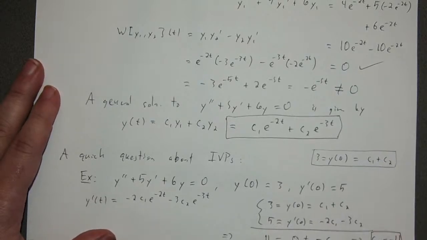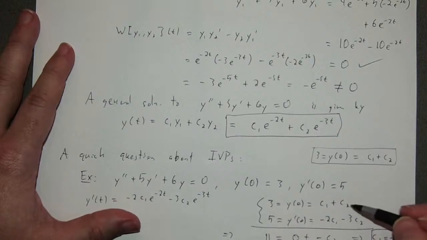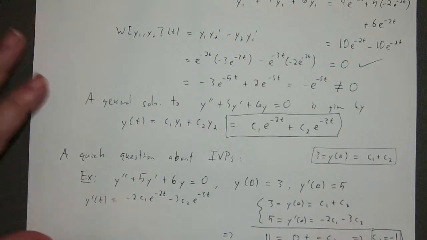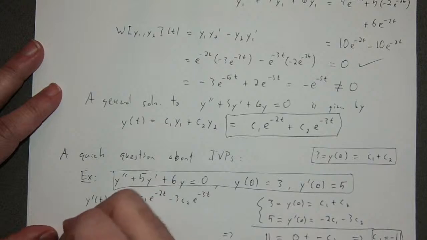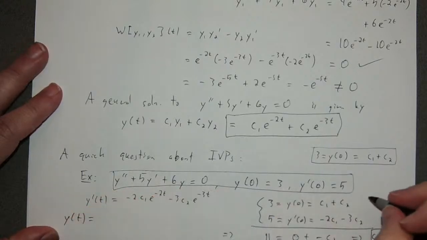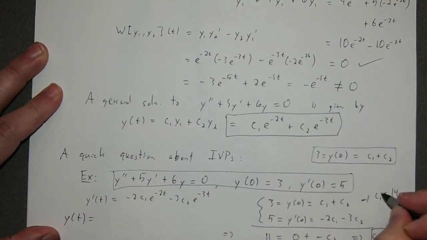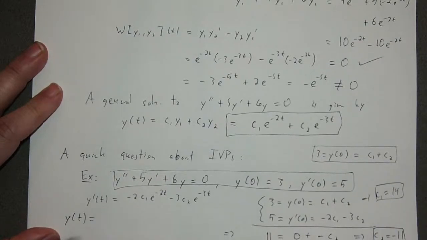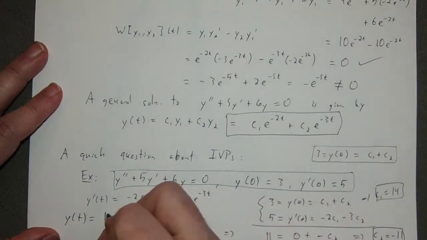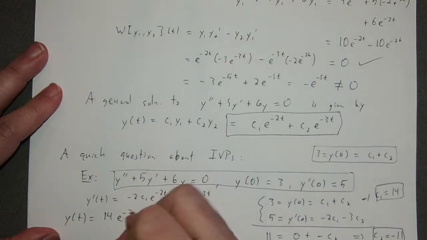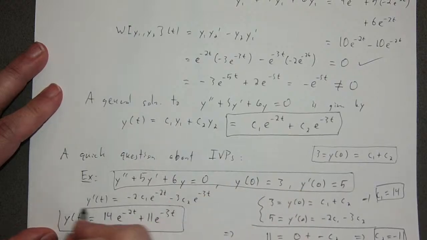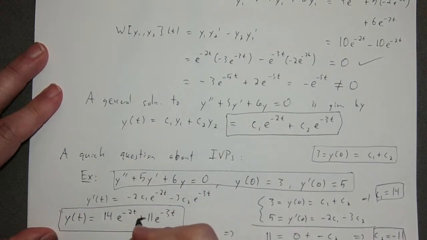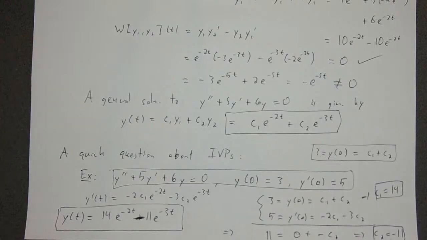And if C2 is minus 11, then I can use the first equation. For instance, C2 is minus 11, then C1 has to be 14, right? So this implies that C1 is 14. So then the unique solution satisfying this IVP would be 14 e to the minus 2t plus 11 e to the minus 3t. Minus 11. There we go.